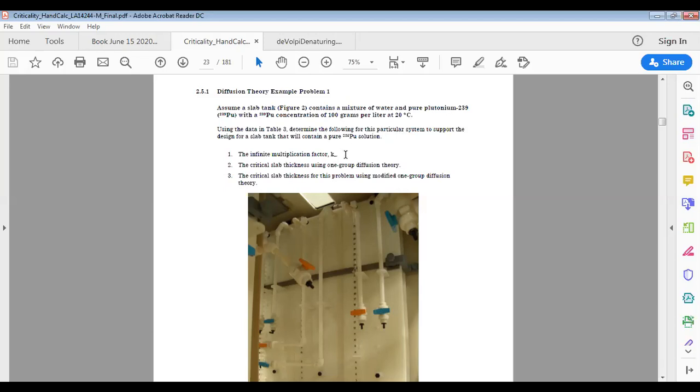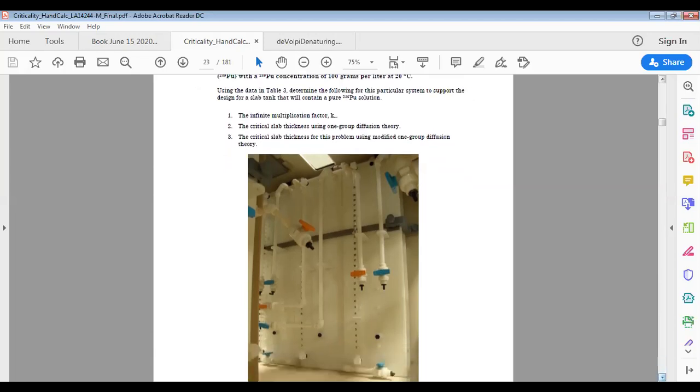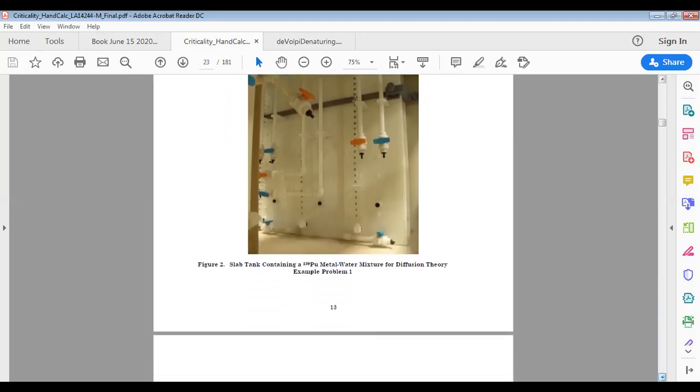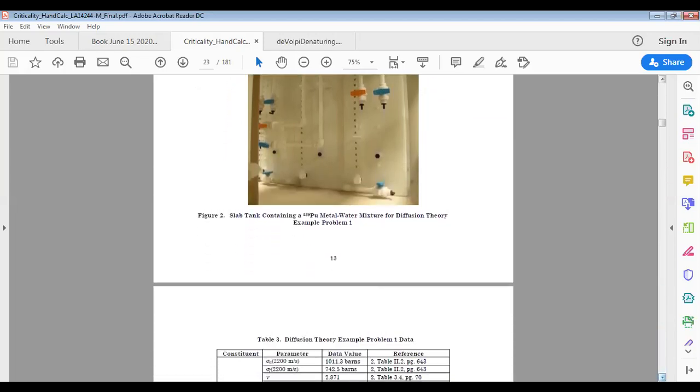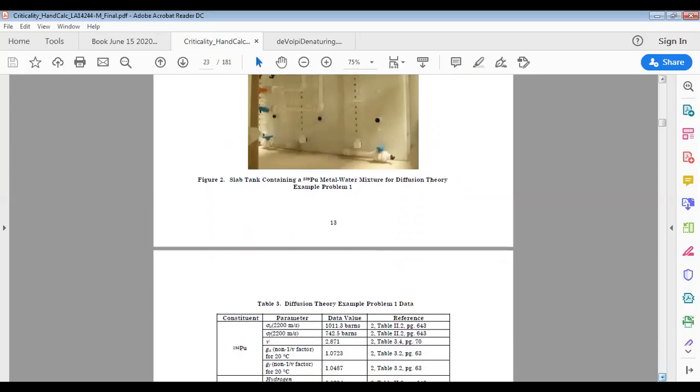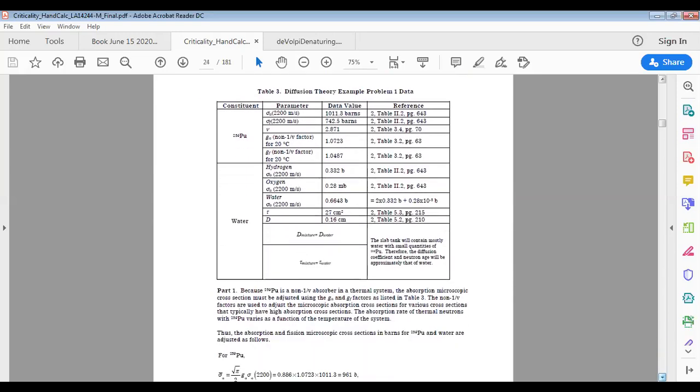So you're supposed to find the K infinity and the critical slab thickness using one group diffusion theory, and you're supposed to repeat that using modified one group diffusion theory. Now, these are very good exam problems, and when I make an assessment exercise for you over here with MCQs and questions and exams, I'm definitely going to have something like this for you to do.